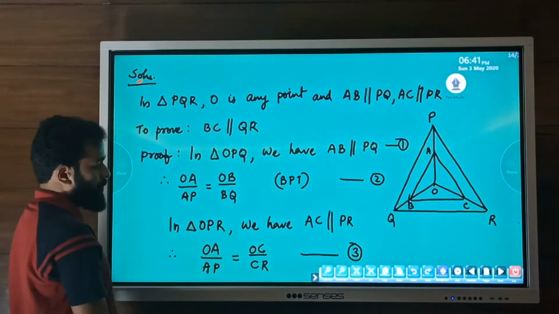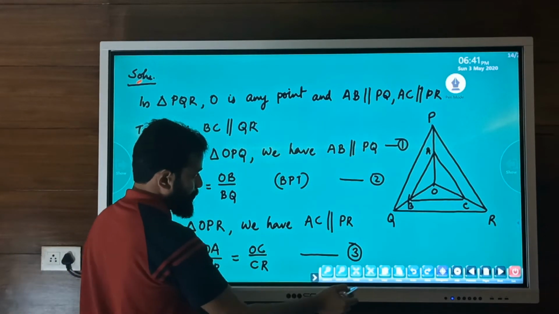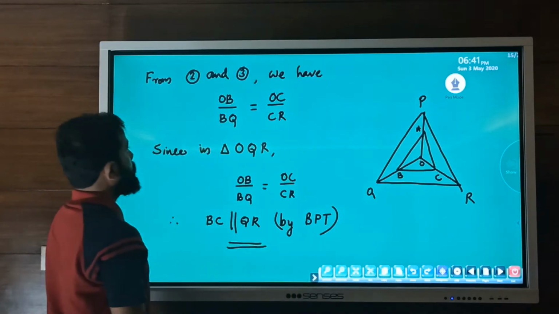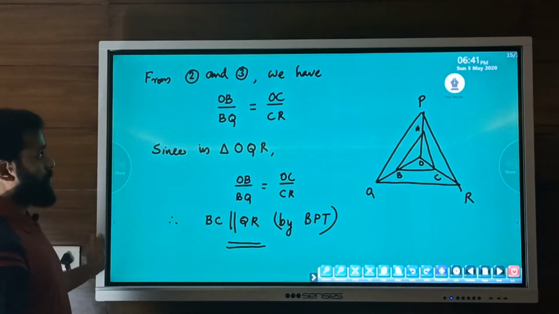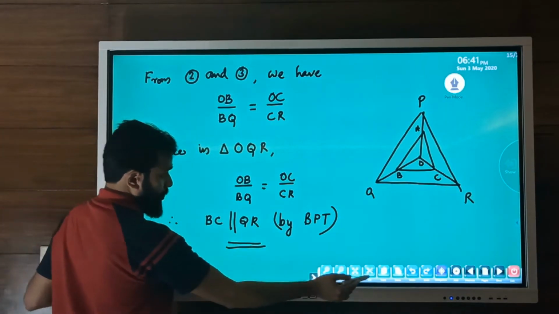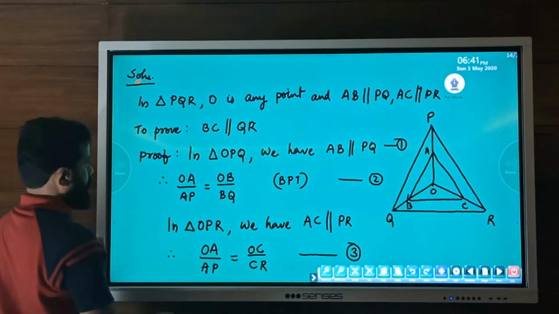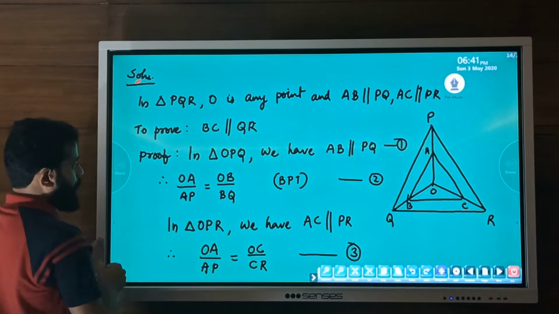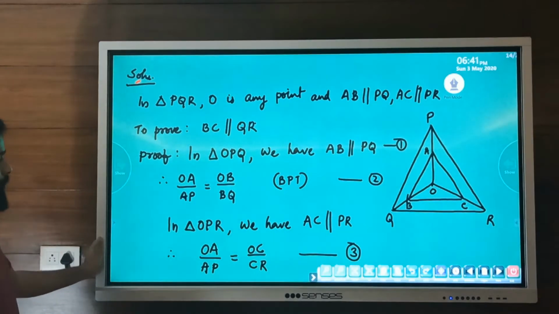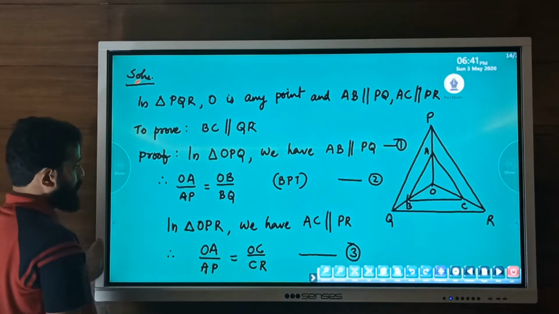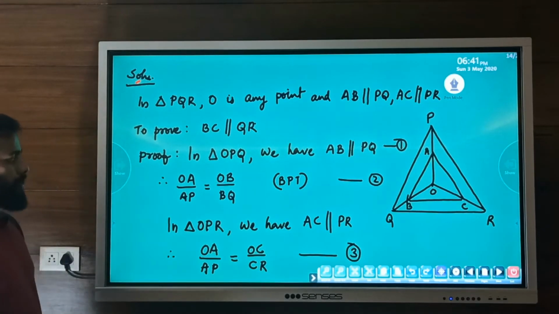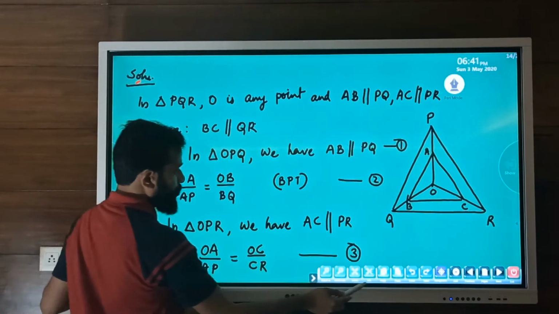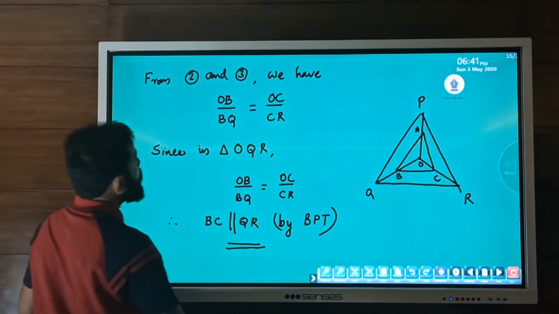From 2 and 3 we have OB by BQ is equal to OC by CR. We can check that equation 2 is OA by AP equals OB by BQ, and equation 3 is OA by AP equals OC by CR. You can see the left hand sides are equal. So what about the right hand side? They are also equal. So OB by BQ is equal to OC by CR.